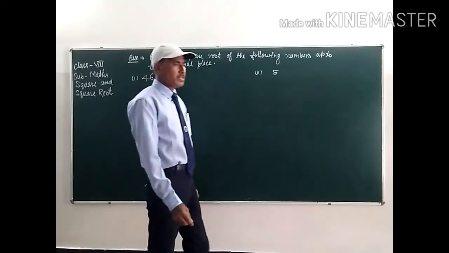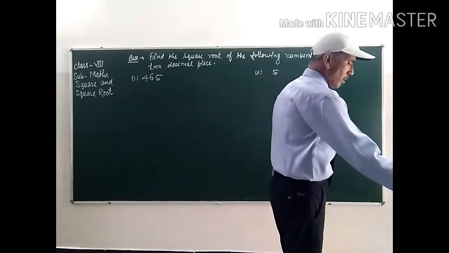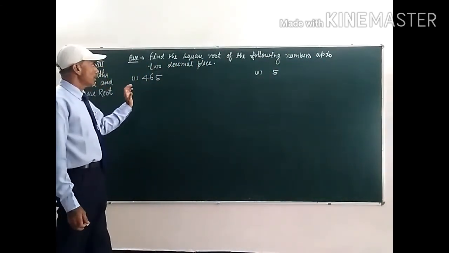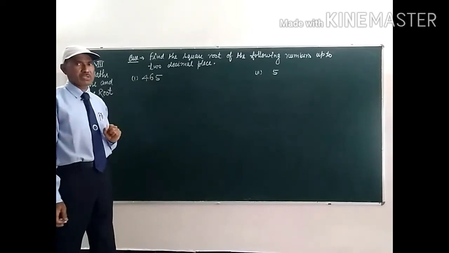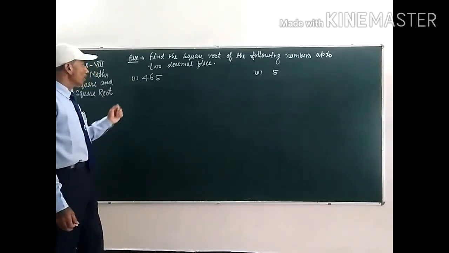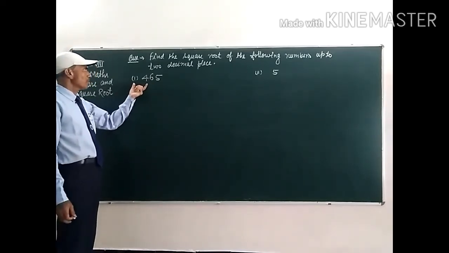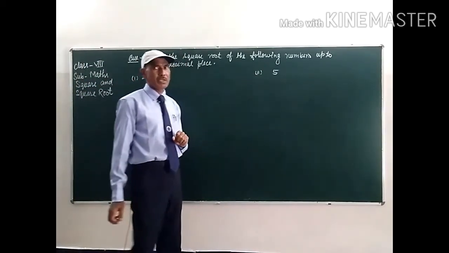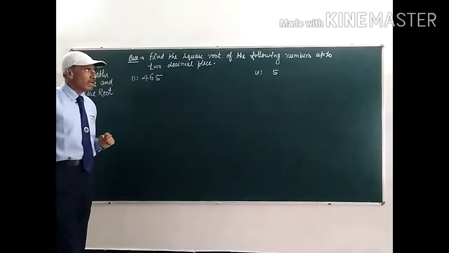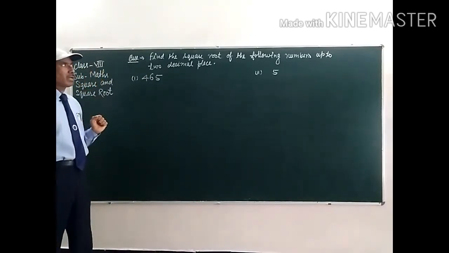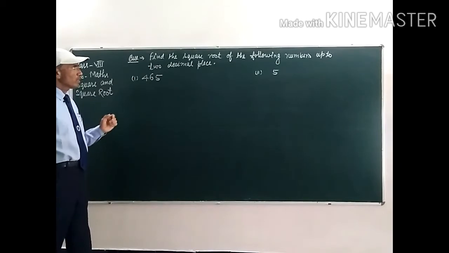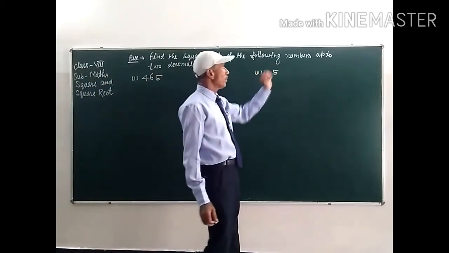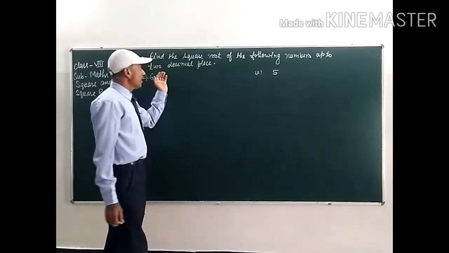Okay. Yes students, there is another type of question and we are going to solve this question. Now there are two numbers, one is 645 and another number is 5. Students, we are finding the square root of numbers. Here is the question: find the square root of the following numbers up to 2 decimal places.